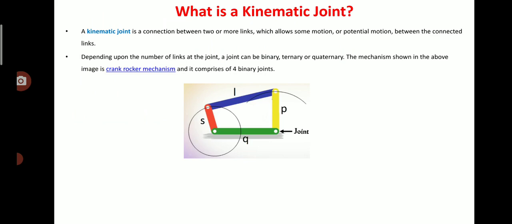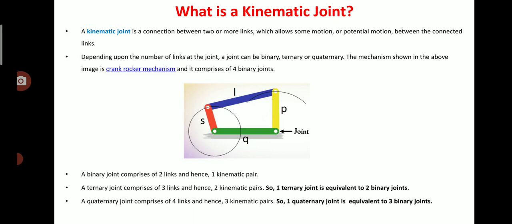In this picture you will see the joints which are joining the four links, links P, Q, R and S. Depending upon the number of links at the joint, a joint can be binary, ternary or quaternary. Similarly, the link is also a binary link, ternary link or quaternary link. The mechanism shown in this figure is also called a crank rocker mechanism. And you will see in this picture there are four binary joints.